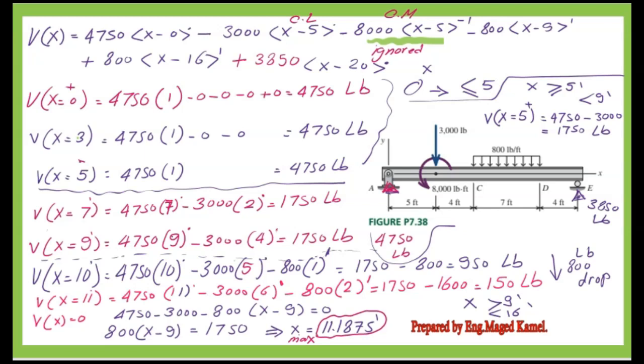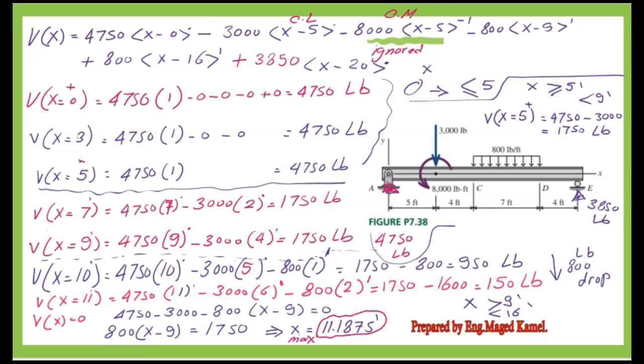4,750 multiplied by positive value raised to the power of 1. We consider it 1, while the other items are acting after span of 5 feet. So we consider them as 0 since they will become a negative value, and negative value will be considered 0. So V of x equal to 0 will be equal to 4,750 pounds. For V of x equal to 3, the first term will be 4,750 multiplied by 3 raised to the power of 0 equals 1. So we have again 4,750 pounds.